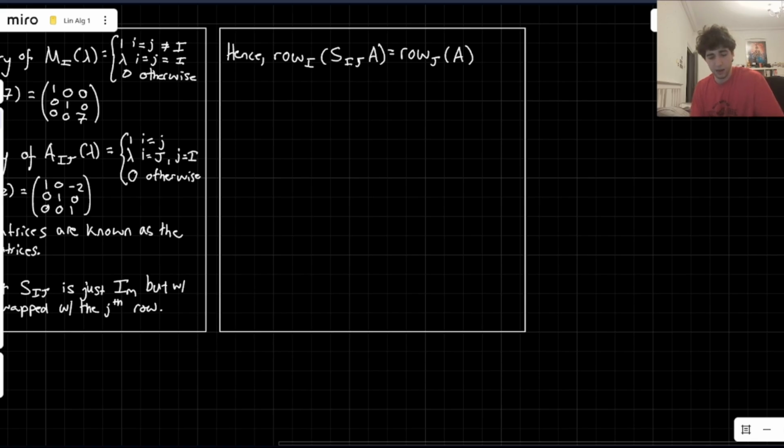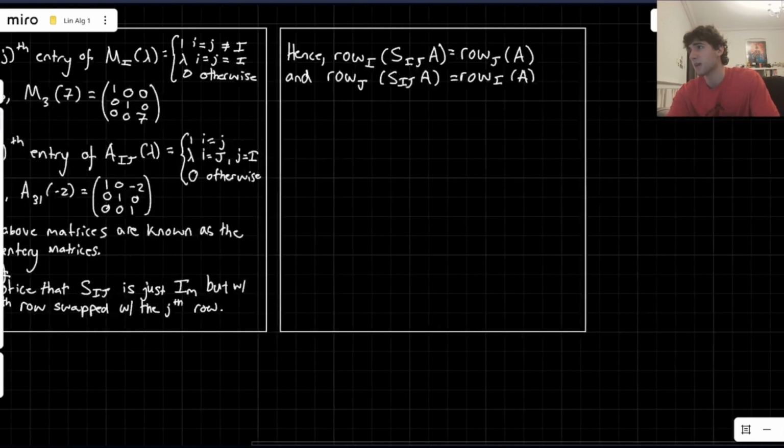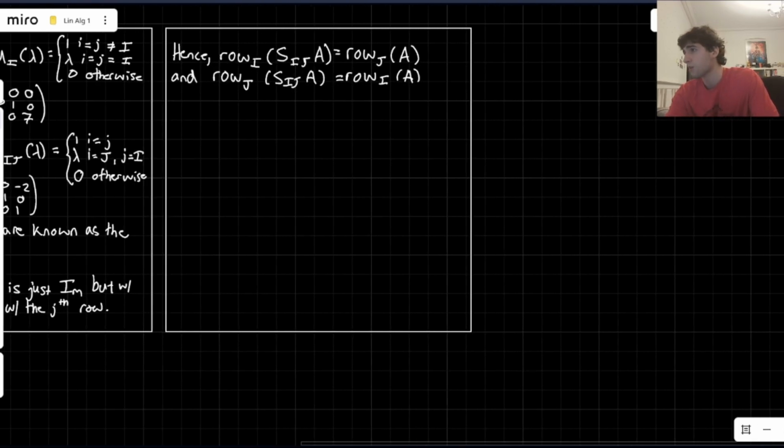And similarly, the jth row of the resultant matrix that I make when I multiply those two matrices is just going to be the ith row of capital A. The reason for this is fairly simple. We're basically just taking the identity matrix, but with the ith row swapped with the jth row, and we're applying it to capital A, which is just some arbitrary m by n matrix.